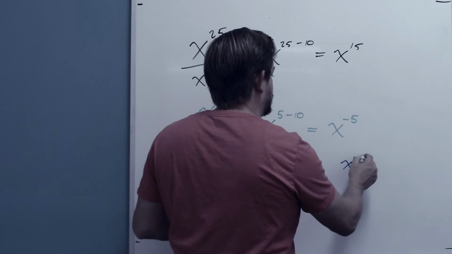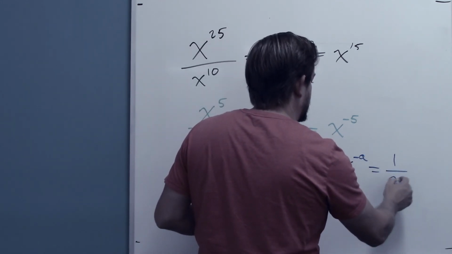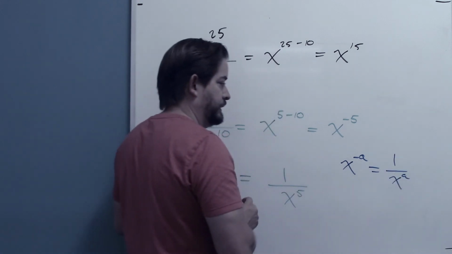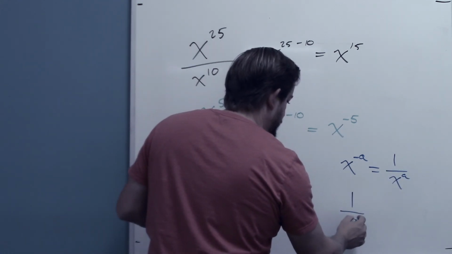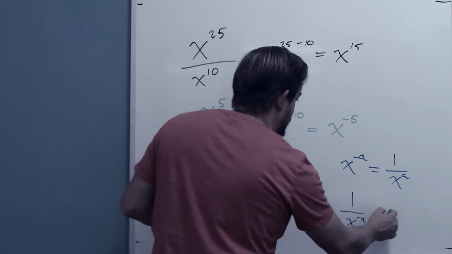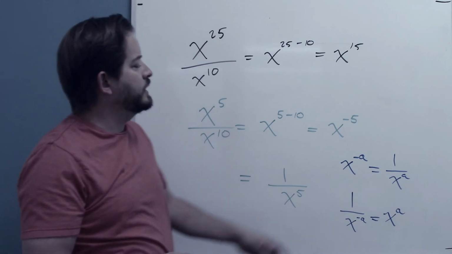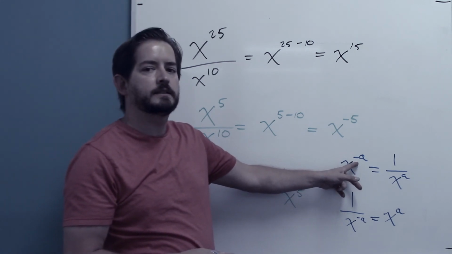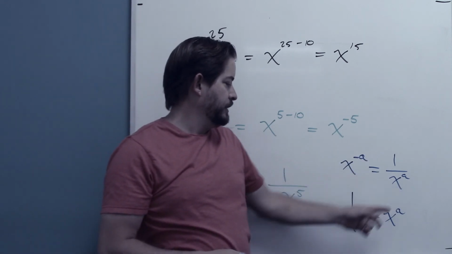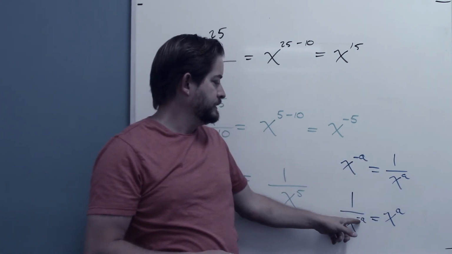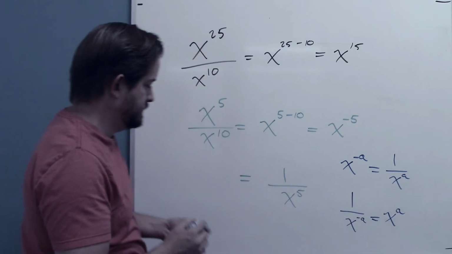x to the negative anything, whatever that is, is the same as 1 over x to that anything positive, right? And likewise, if I have a negative exponent in the denominator, I can pull that up to the numerator and change it to be a positive, right? So this is how we deal with negative exponents if they arise. If it's just x to the negative something, put it in the denominator, but if it's 1 over x to that negative something, pull it back up in the numerator and you can change it to be positive.